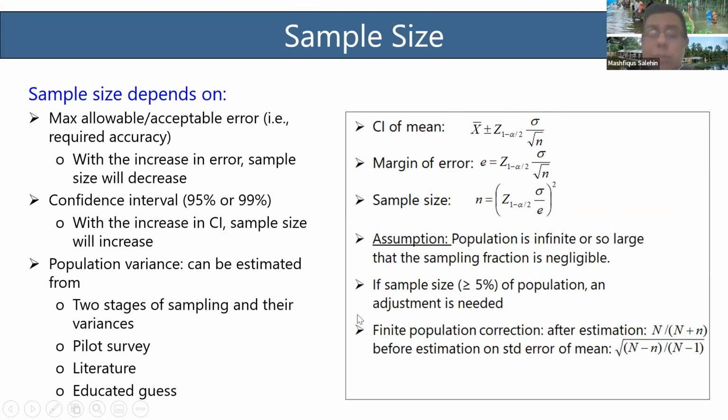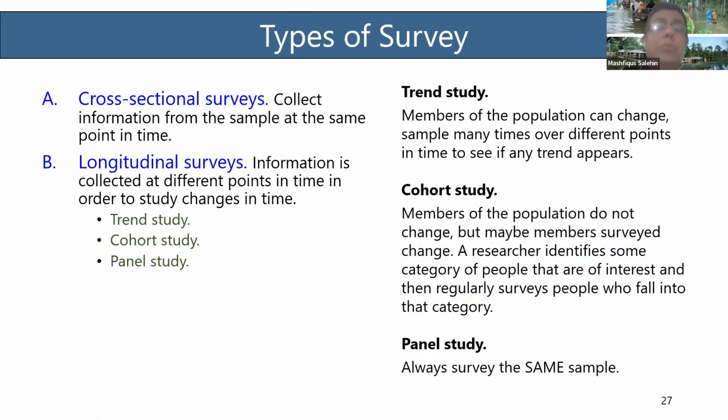And there are some adjustments frequently required. I'll not go into details, but I'll just introduce you to a number of different types of surveys that you frequently see people do for different purposes. Could be cross-sectional surveys, where you collect information from the sample at the same point in time. That is all.